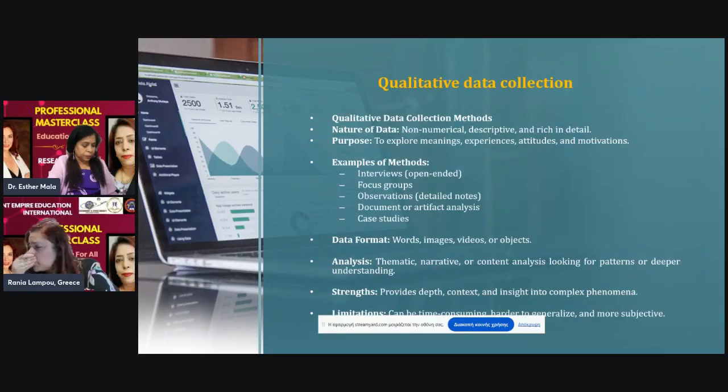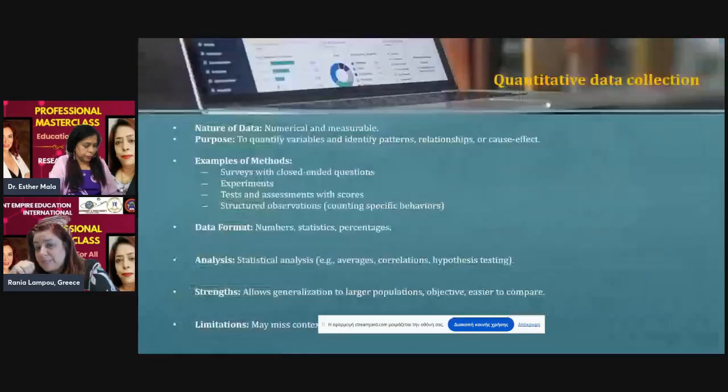The purpose of qualitative research is to explore attitudes, motivations, experiences. The analysis is usually thematic, narrative, content analysis. The strength is that it provides depth, context, and insight into complex phenomena, and the limitation is that it can sometimes be time-consuming and harder to generalize, so it's more subjective.